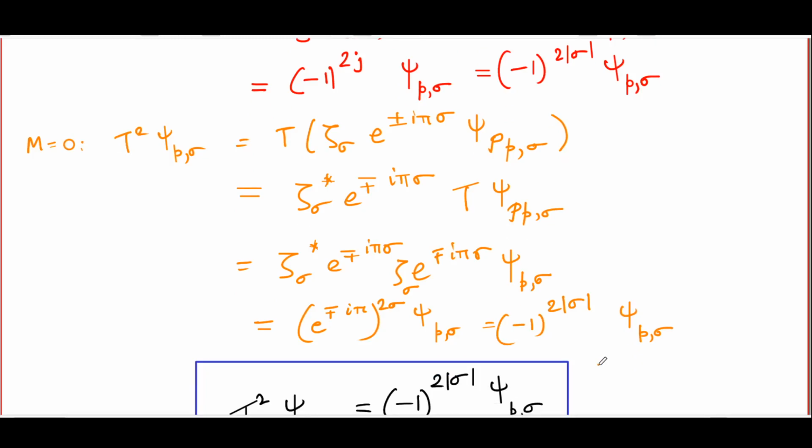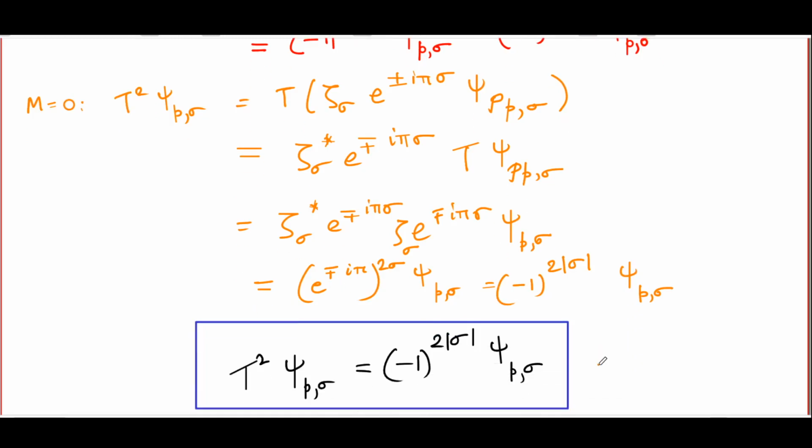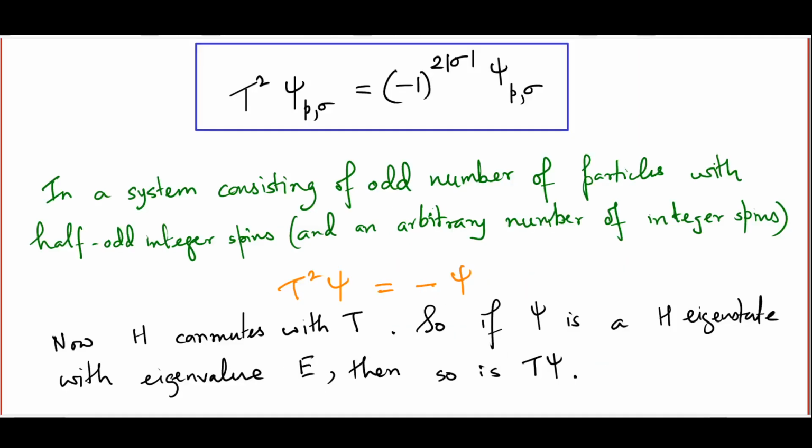So the important point is, for both massive and massless particles, the action of T squared on psi p, sigma is minus 1 to the power twice mod sigma, psi p, sigma. In fact, for a massless particle, the J3 component is often called its spin, so you could just say that T squared acting on psi p sigma is psi p sigma back with a minus or a plus sign depending on whether the particle has a half-odd integer spin or an integer spin. Now this gives rise to a very important consequence.